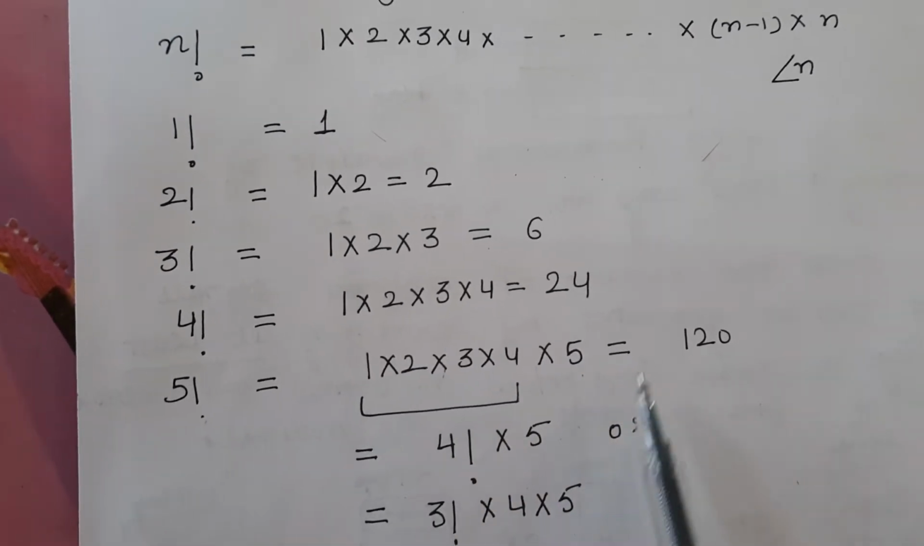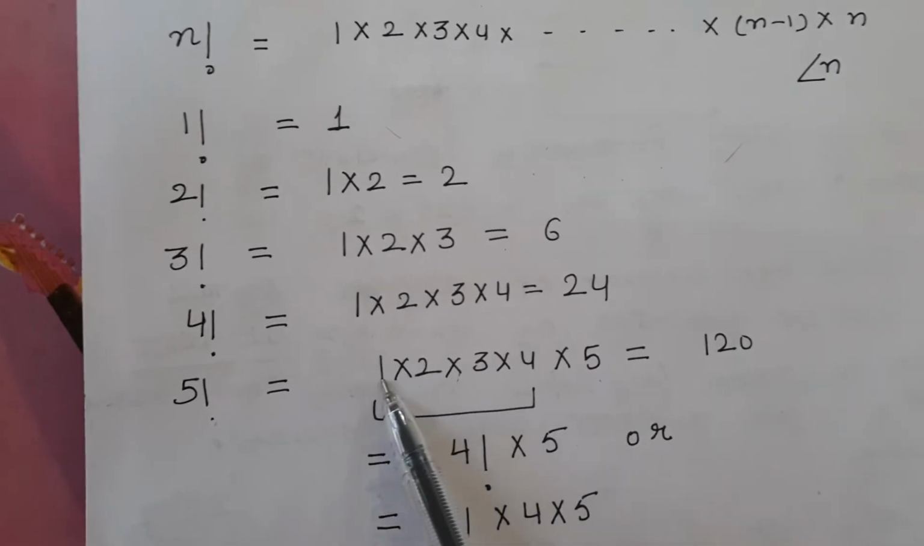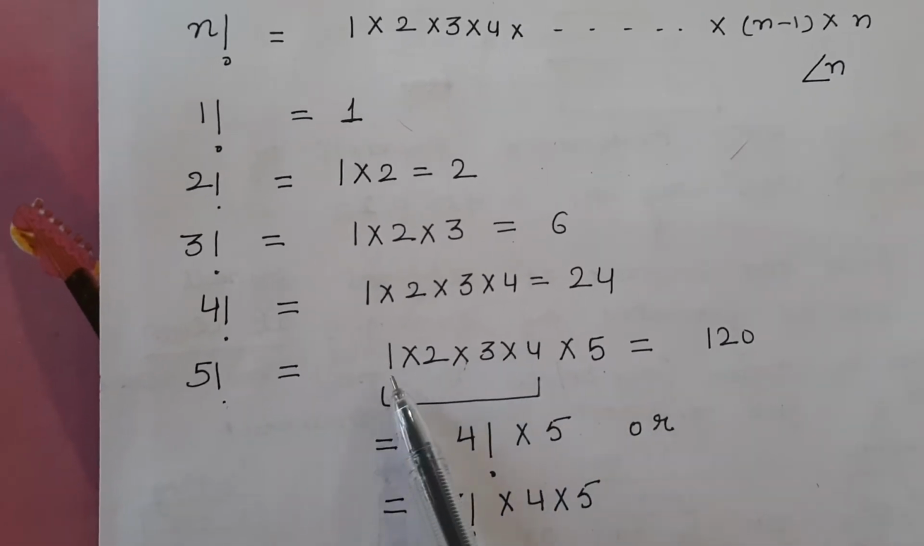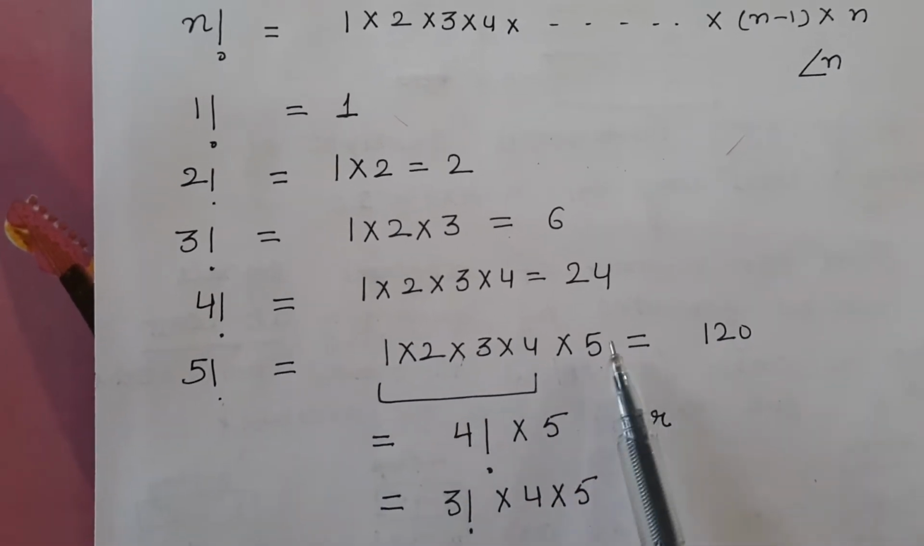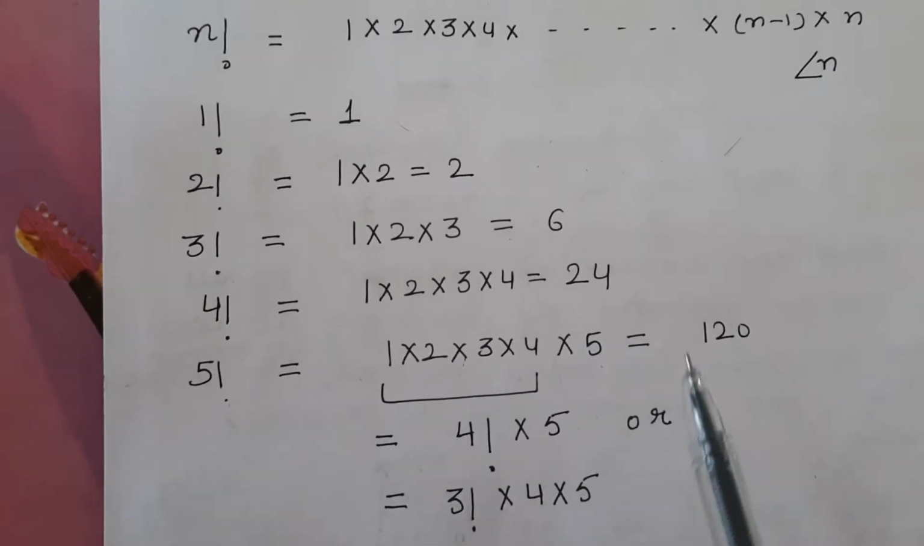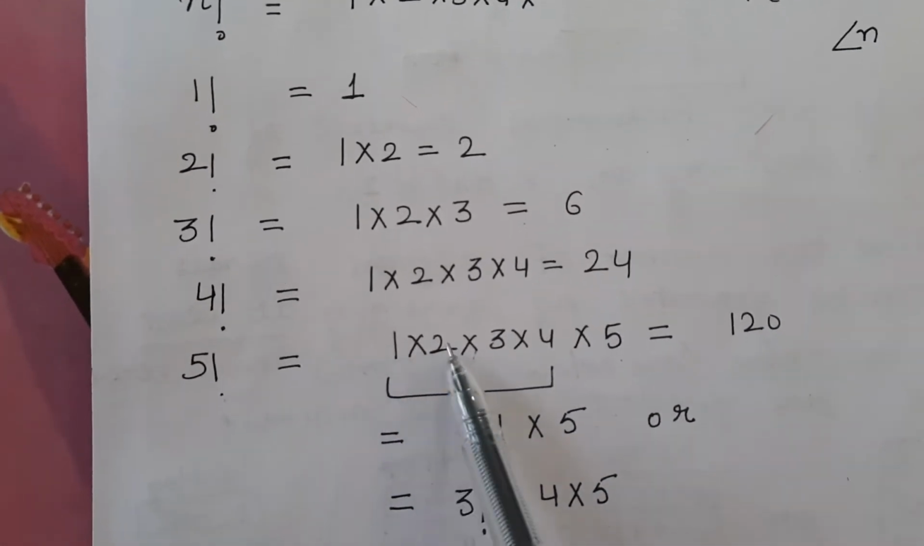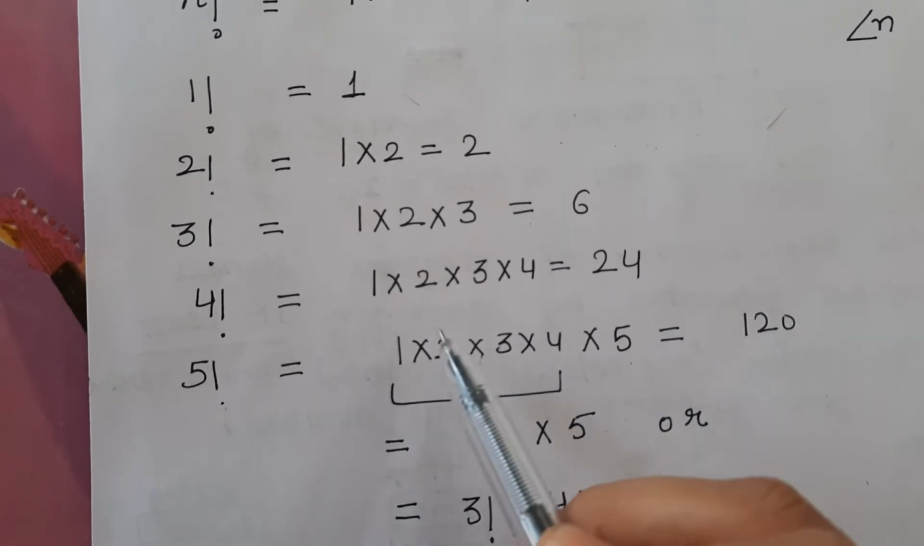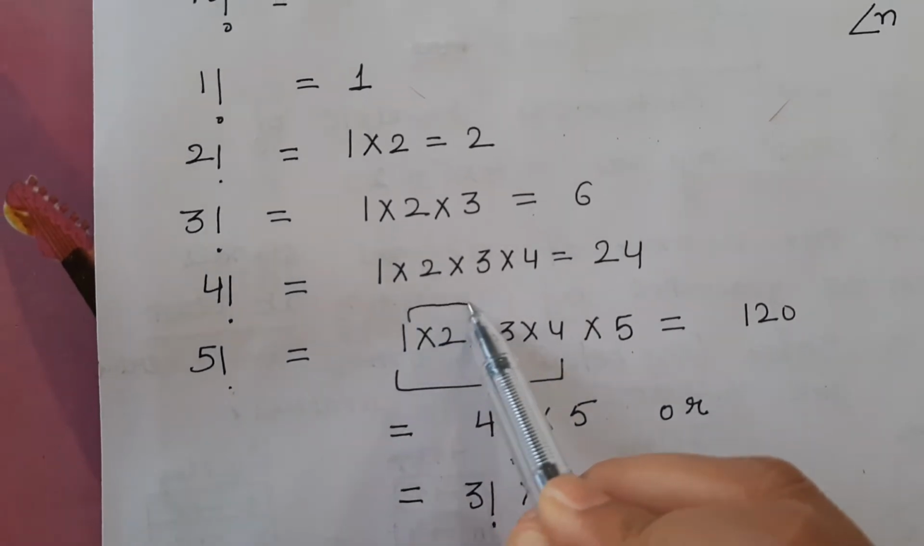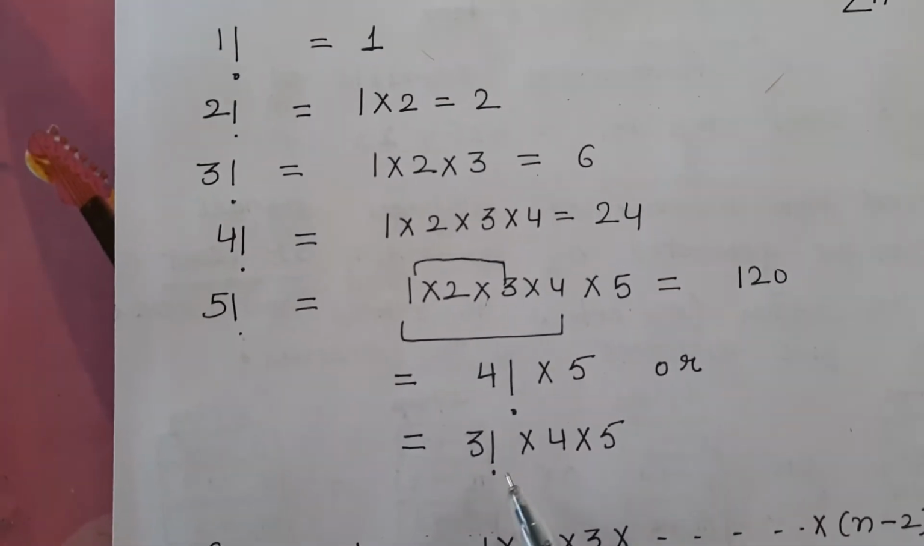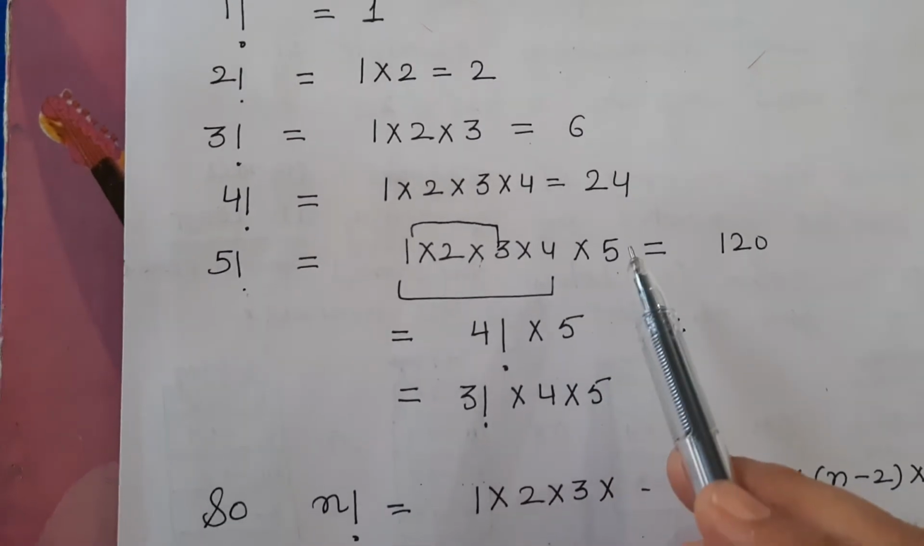You can also rewrite this as, look here, 1, 2, 3, 4, that means this product represents 4 factorial, multiplied with 5. Or you can also write 1 into 2 into 3, that means this is your 3 factorial, multiplied with 4 into 5.